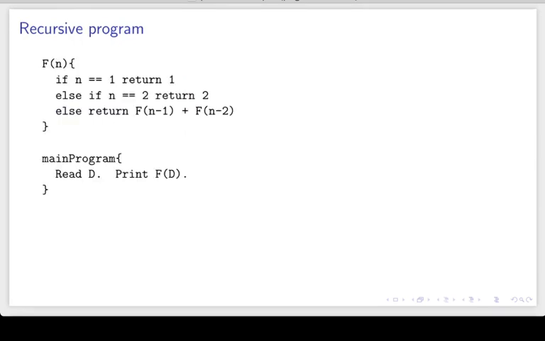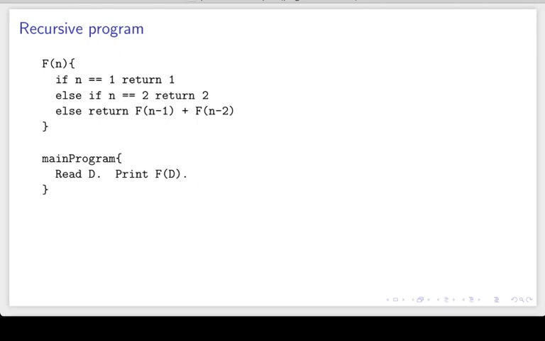Now here is the recursive program. It's as you might expect: if n equal to 1, return 1; n equal to 2, return 2, what we had written down. Otherwise, find f of n minus 1 and f of n minus 2 and add them up and return the result. And the main program is going to read the duration and then it's going to print f of d. So f of d will get calculated.